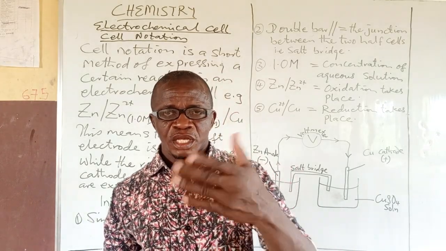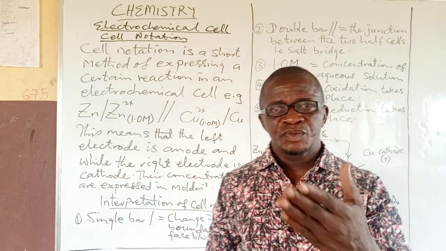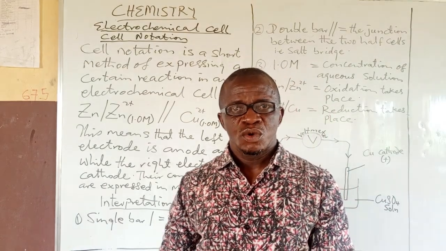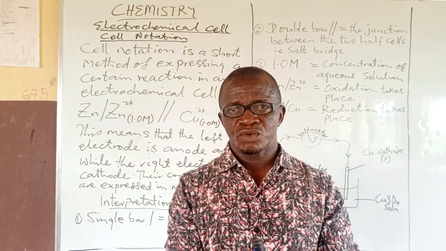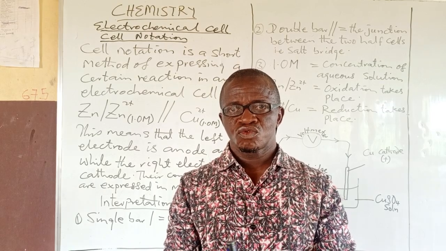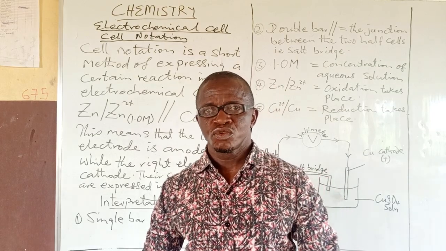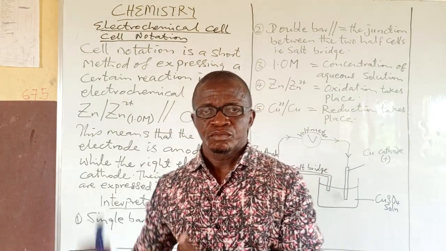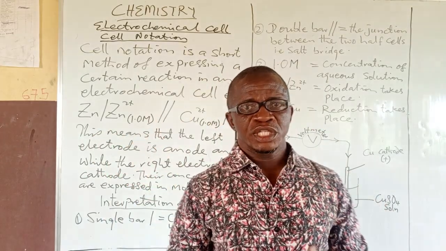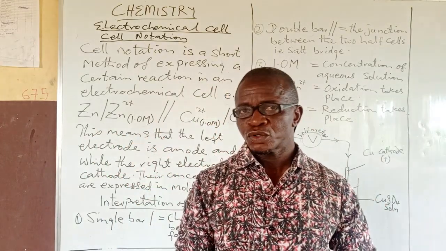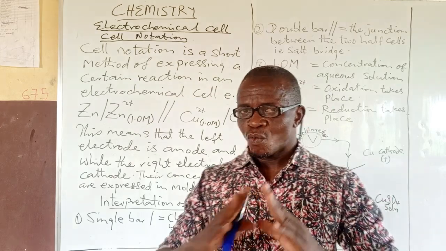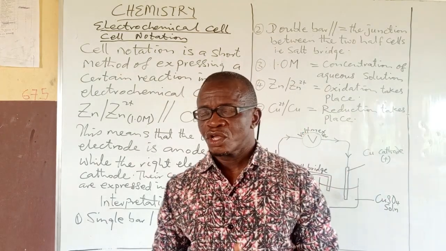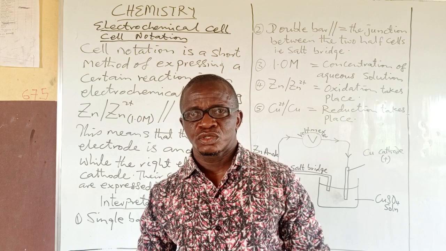Without wasting time, in electrolysis we were using electric current from a battery to produce chemical substances. But in an electrochemical cell, we will be using chemical substances to produce electric current. So watch carefully, if not, you will miss out along the line.